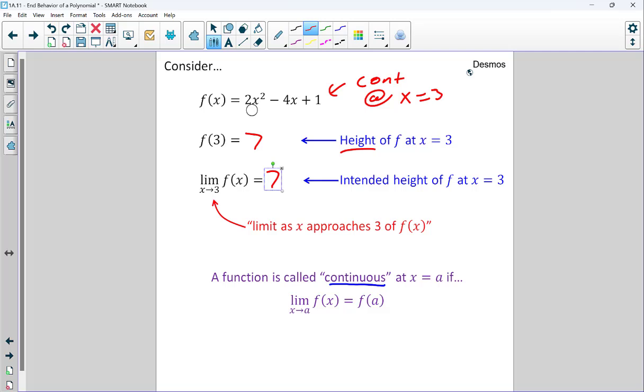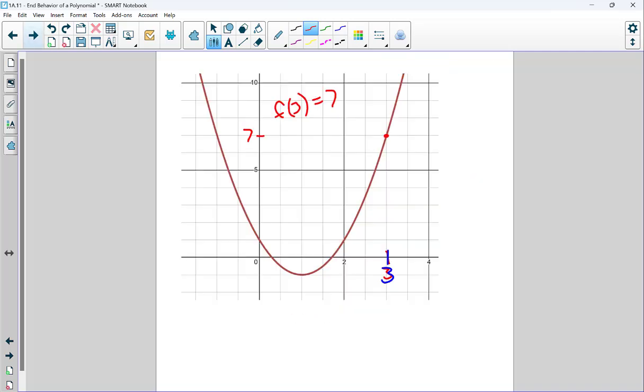Now, it's a polynomial. Polynomials are continuous everywhere. I knew that it was going to be continuous at x equals 3 because this is a polynomial. But now I can give a formal argument as to how I know it's continuous. It's continuous because the limit equals the function at all possible values. No matter which point I pick, I can pick any point, the intended height and the actual height will be the same thing.